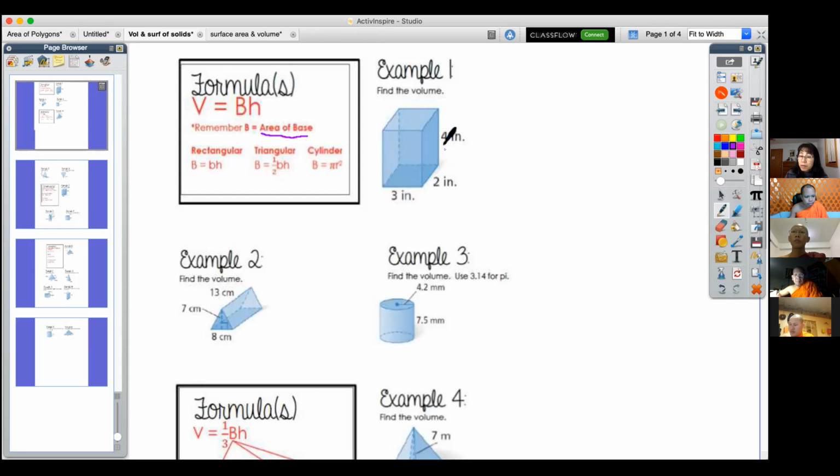So first of all, when you look at your prism, you've got to identify your bases. Where is my base? For me, the top and the bottom are my bases. You find the area of the base, and then you multiply by the height. B is the area of the base. Take out your calculator if you like. What is the area of my base? What shape is my base? Is it a square or a rectangle?